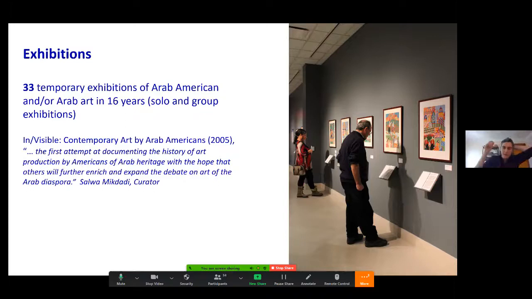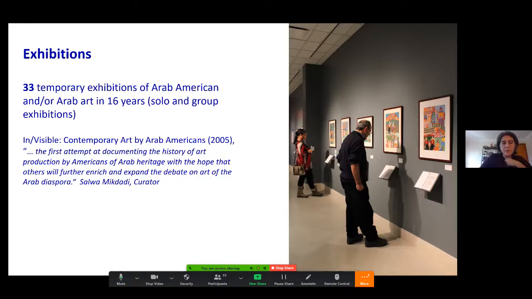Since our inception, we have had 33 temporary exhibitions of Arab American and/or Arab art, both solo and group exhibitions. And like I said, we have one temporary gallery space that can accommodate these exhibitions. We have two other parts of the museum that we use for small pop-up exhibitions, but this one space of about 1,000 square feet is where we can hold these temporary exhibits.